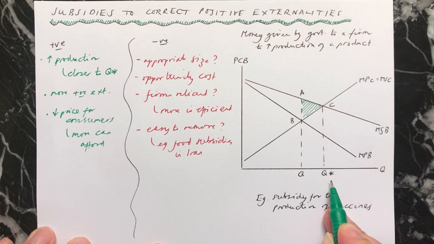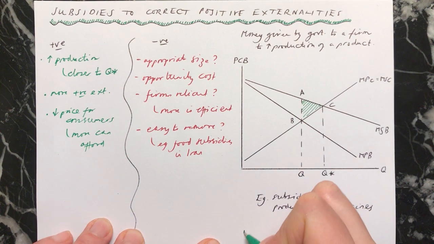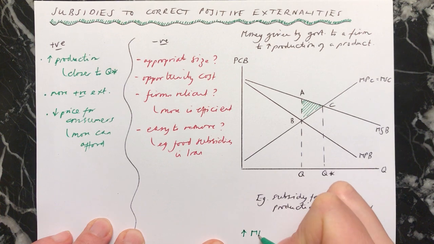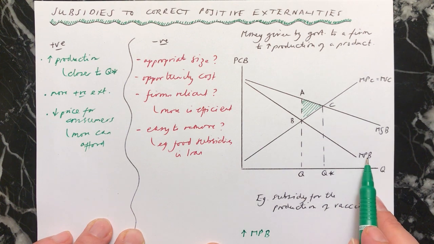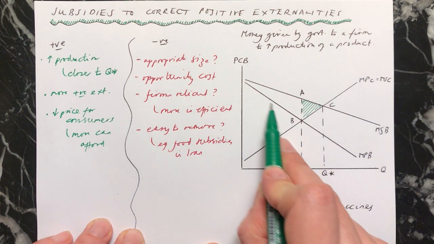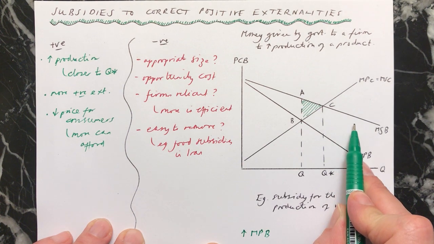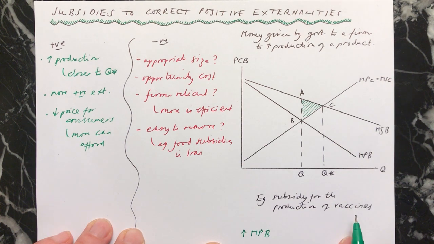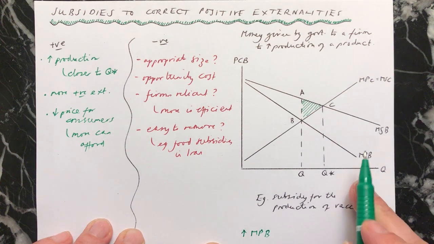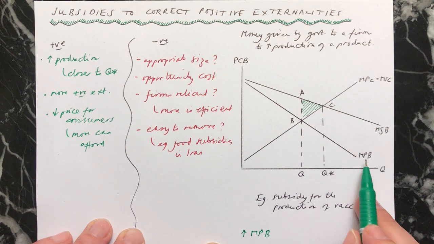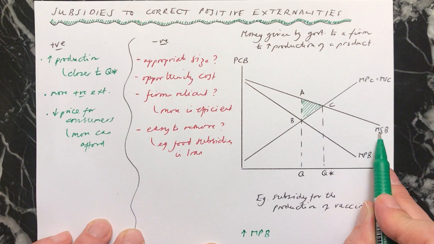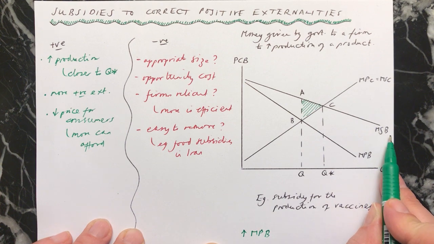When the subsidy is given, you're essentially increasing marginal private benefits because the firms are receiving money. When the marginal private benefit increases, this line would move upwards. And if the subsidy is exactly the right size, what will happen is that this line will move upwards so that your marginal private benefit curve is in the same place as this marginal social benefit curve.